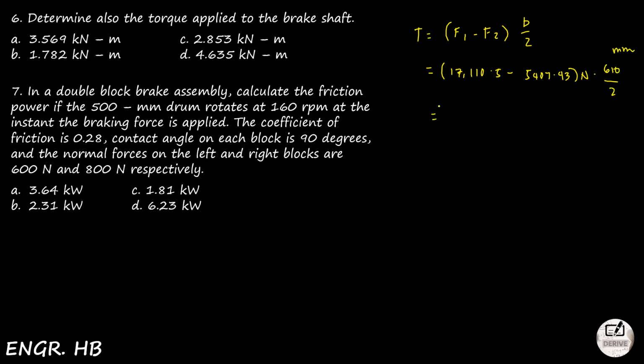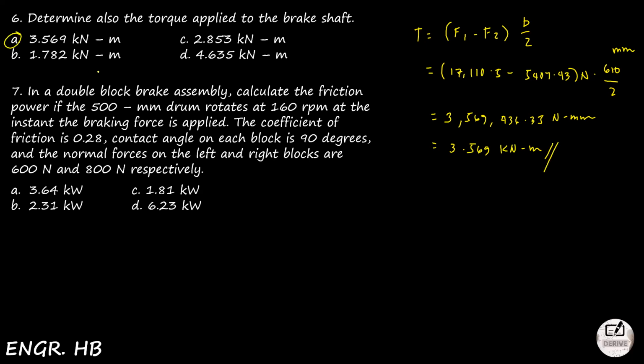So the answer is 17,110.5 minus 5,407.43 times 610 divide 2. So that was 3,569,436.35 Newton mm. And we all know that 1 kilonewton meter is equal to 1 million Newton mm. So just divide it by 10 raised to 6. So that will become 3.569 kilonewton meter. So that was letter A, obviously.